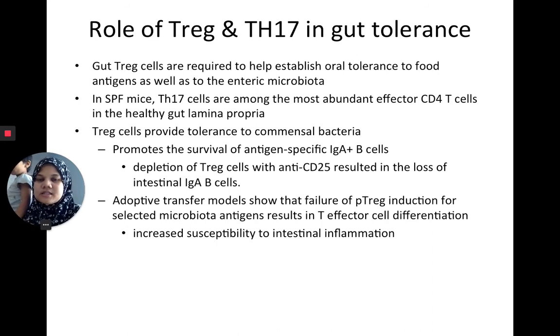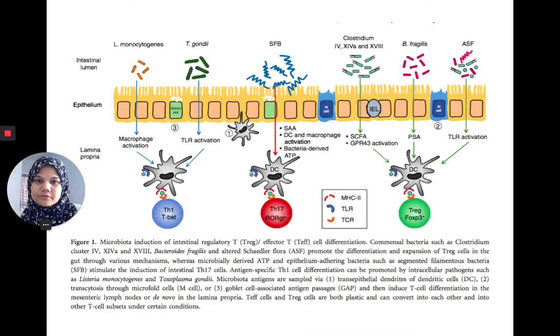As I mentioned, the Tregs recognize our self-antigens and some non-self antigens, but those that belong to what we call the harmless antigens, like food antigens. In certain mice, the Th17 cells are the most abundant effector CD4 T cells, and they provide tolerance to commensal bacteria. So they promote survival of antigen-specific IgA B cells, and the depletion of the Treg cells with anti-CD25 results in loss of intestinal IgA B cells. And the failure of Treg induction will increase susceptibility to intestinal inflammation.